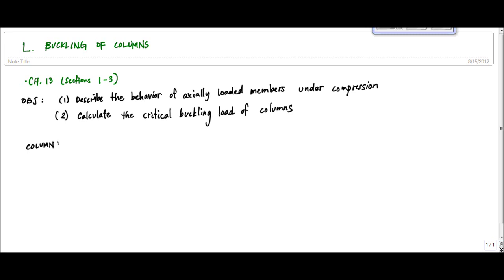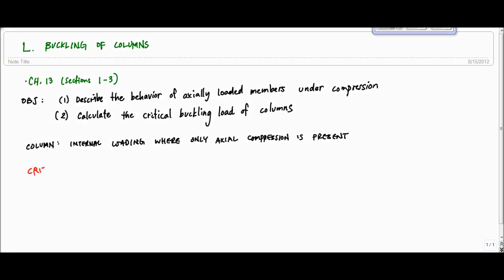Okay. So here, column: internal loading where only axial load exists, axial compression is present. Okay, that means the moment and the shear are all zero. Okay, they're all zero. Okay, and column failure or column buckling is a tragic failure. And let's see this video on column buckling.